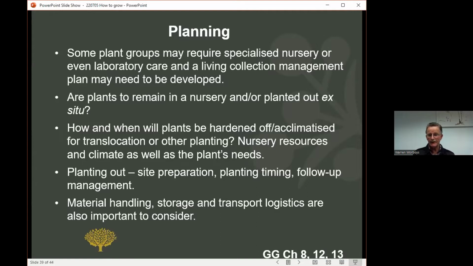Follow-up management. Earlier on, we saw just small fencing around planting sites. It's the sort of thing that protection of plant material in advance prior to planting is well and truly demonstrated. And material handling, storage and transport logistics are all important things to consider. A classic example is the eastern bristlebird movement from New South Wales down to Wilson's Promontory, just done recently. All sorts of hoops had to be jumped through to actually achieve that successfully.